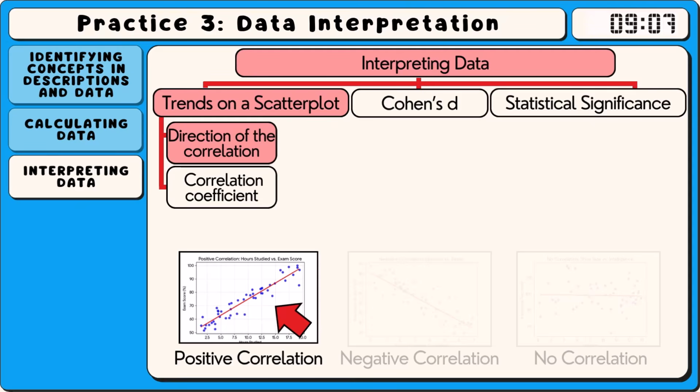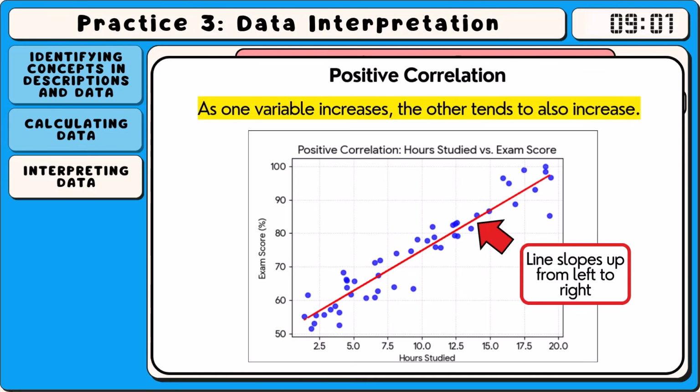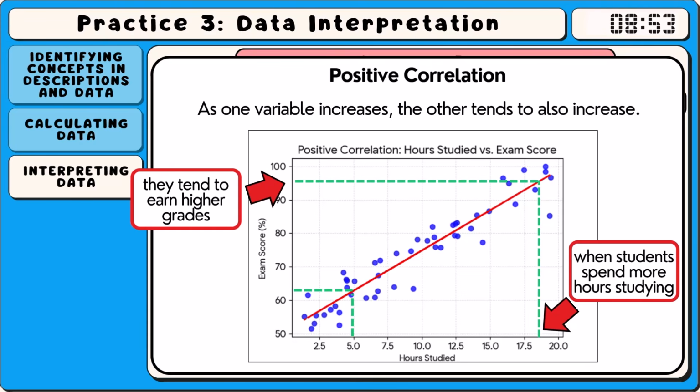Let's look at positive correlation. When the line slopes upward from left to right, this shows a positive correlation, meaning that as one variable increases, the other tends to also increase. For example, when students spend more hours studying, they tend to earn higher exam scores.